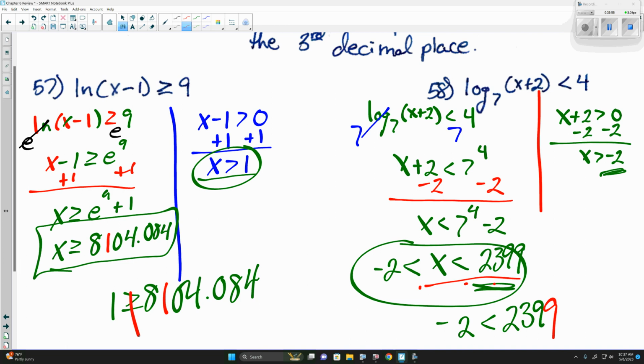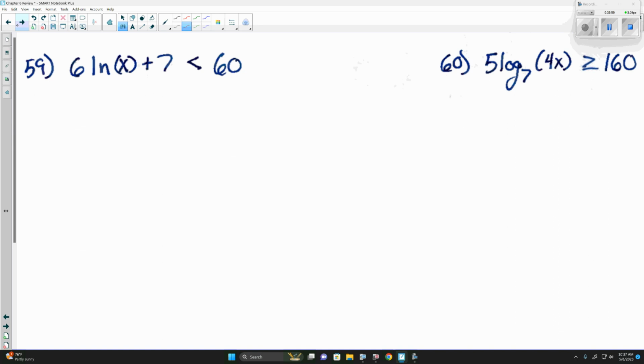Questions on any of this here? Questions on 59 or 60? Which one? 60. So again, the first thing we need to do is get the logarithm by itself. So we're going to divide both sides by 5, telling us log base 7 of 4x is greater than or equal to 332.